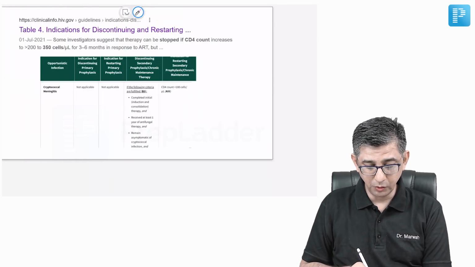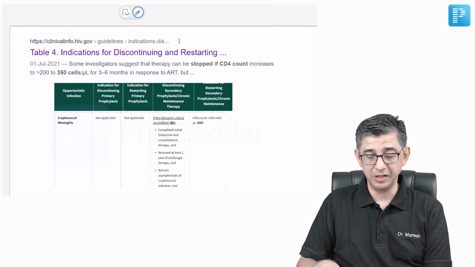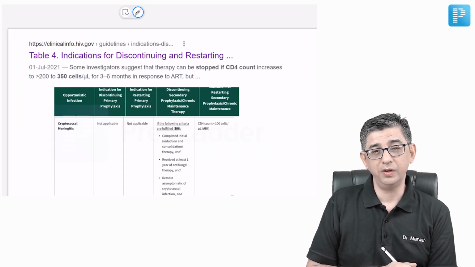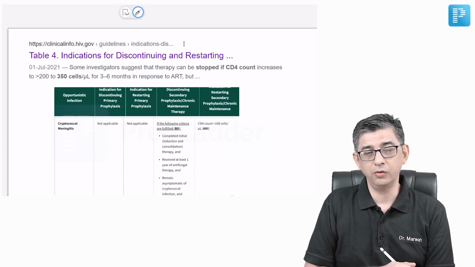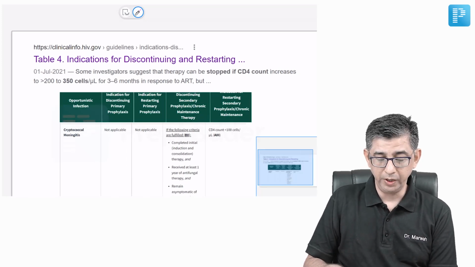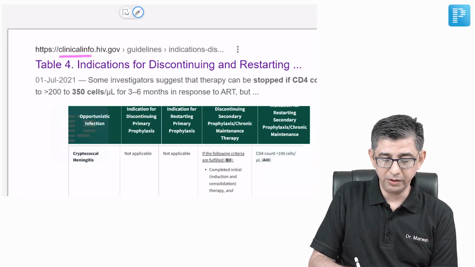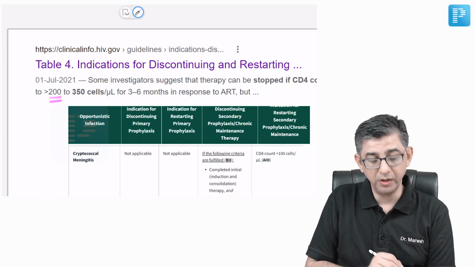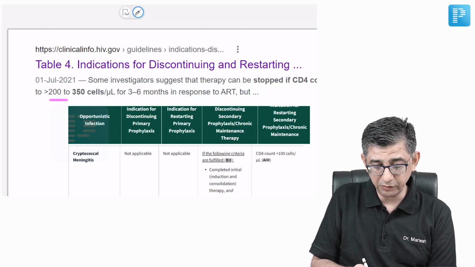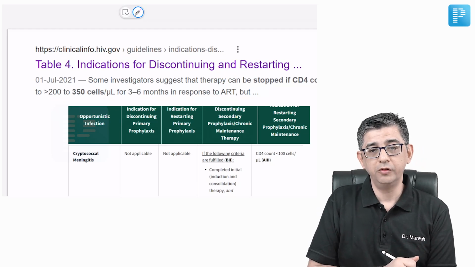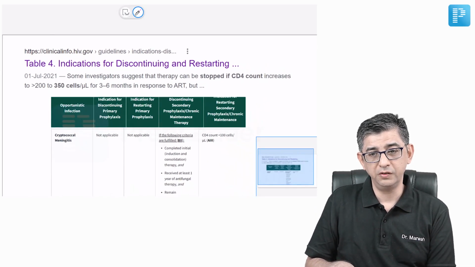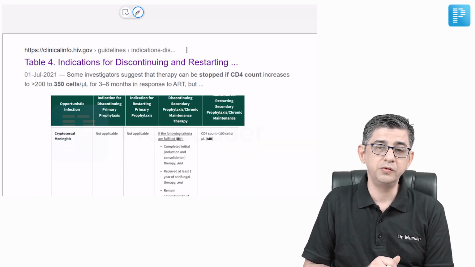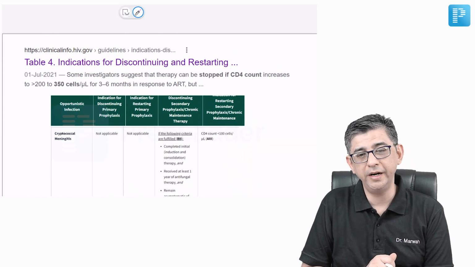Now, a lot of students said, sir, we need a reference for the statement which you said is the correct one, that CD4 count when it is in the range of about 350 for 3 to 6 months. I could not find a textbook reference for it, but there's a credible government website, clinicalinfo.hiv.gov, and this mentions it, because what I have read is 200. But this mentions that if it's in the range of 200 to 350 for 3 to 6 months, then we can say that the therapy can be stopped in the patient. This is primarily for the indications for discontinuing and restarting prophylaxis in AIDS positive patients.